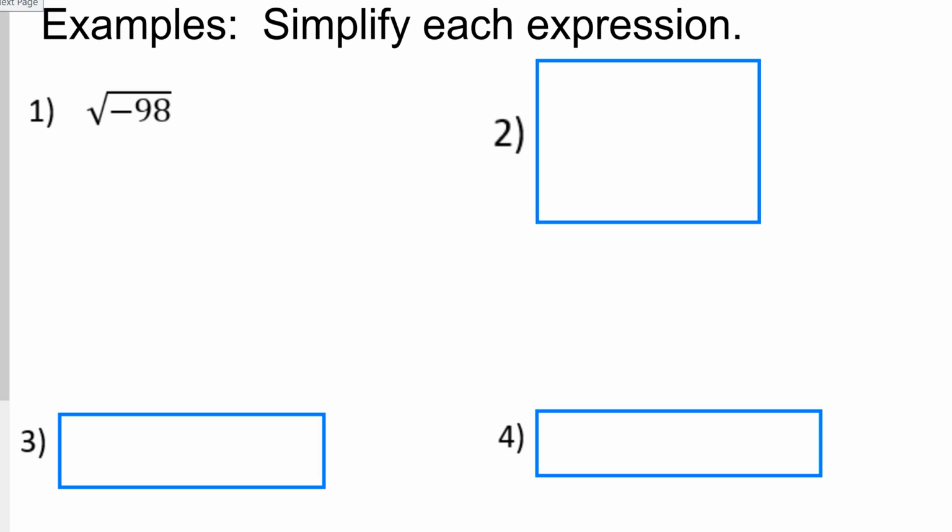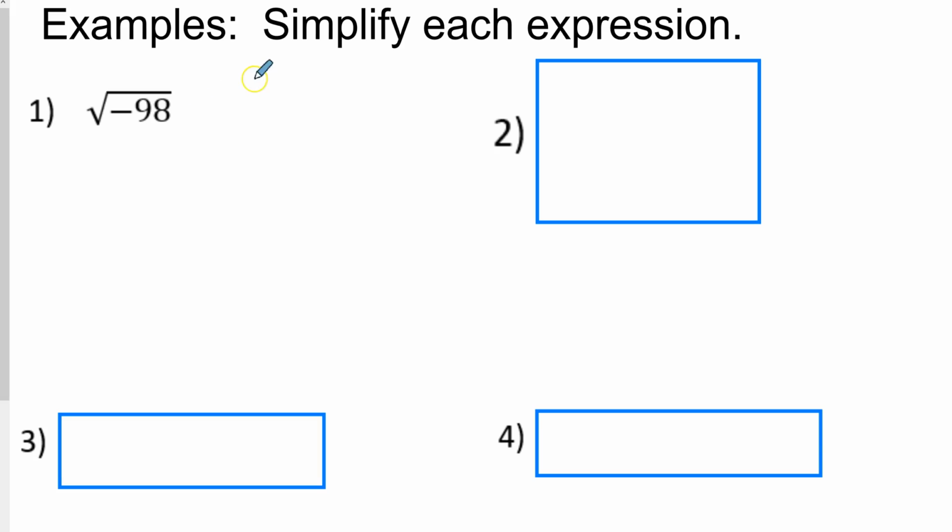Okay, next we're going to work through 8 different examples, and they each in their own way have something to do with radicals or complex or imaginary numbers. So number 1 is the square root of -98, and we're going to simplify it. So because it's the square root of a negative, this is an imaginary number, and anytime you're working with an imaginary number, the first thing you do is change it to its imaginary form.